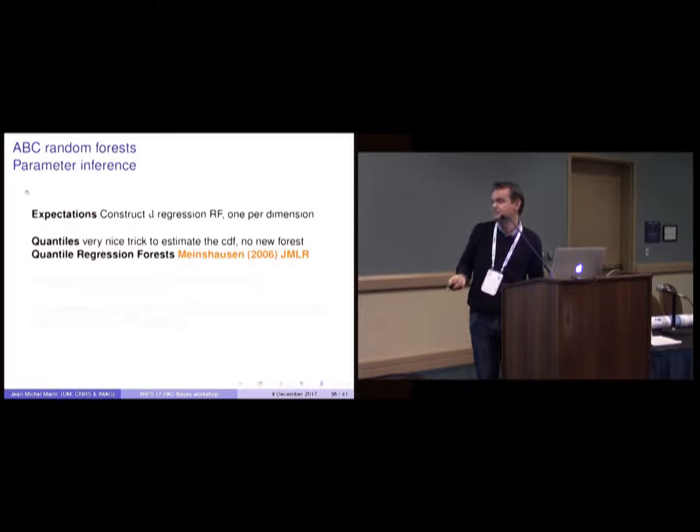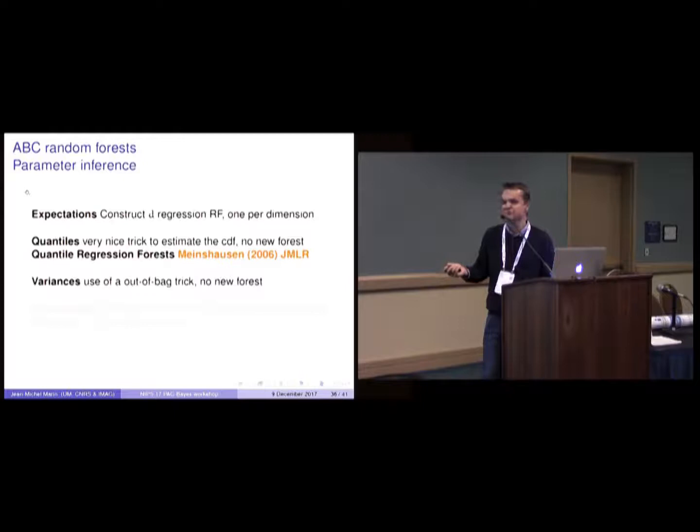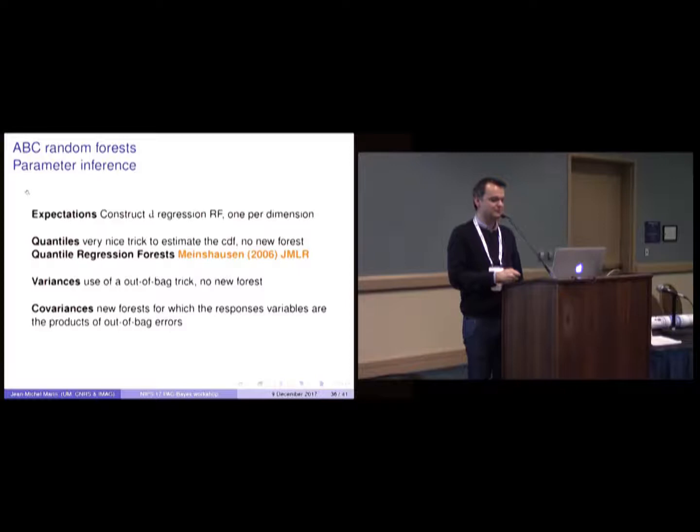For the posterior variance, there is no new forest compared to the posterior expectation, and you use an out-of-bag trick also. And for posterior covariances, you have to design a new forest for which the response variables are the products of out-of-bag errors. Okay? So for each parameter we would like to estimate, we design a machine learning strategy specifically for the considered problem. We don't try to approximate the whole posterior, we think it's too difficult.